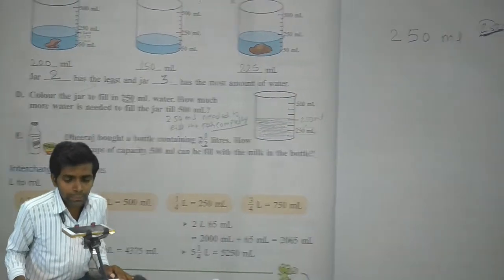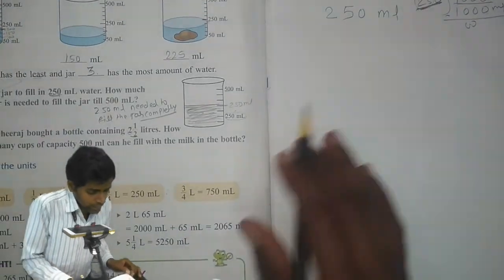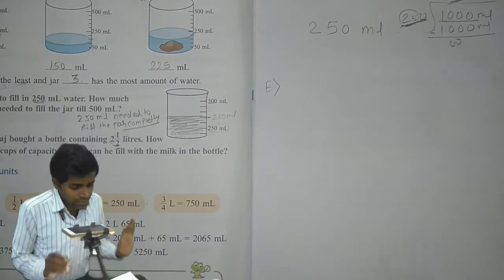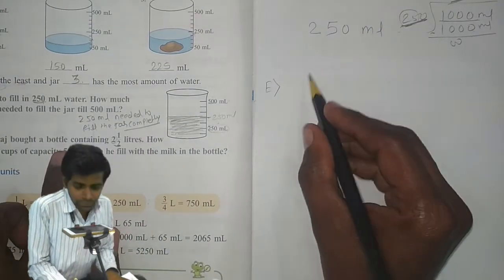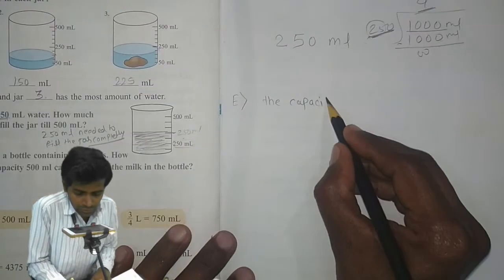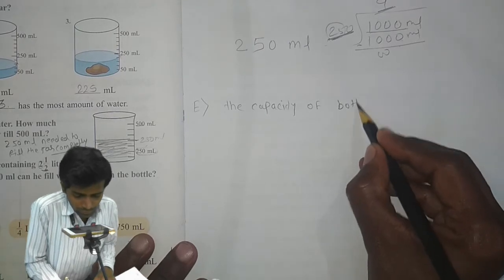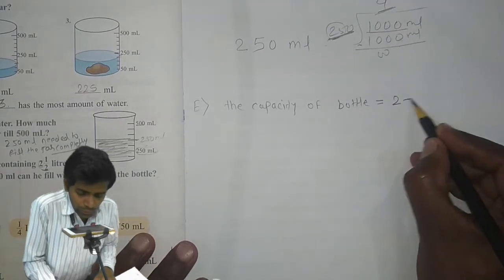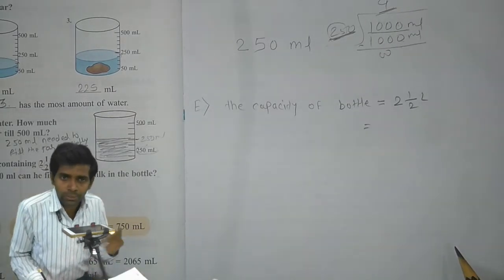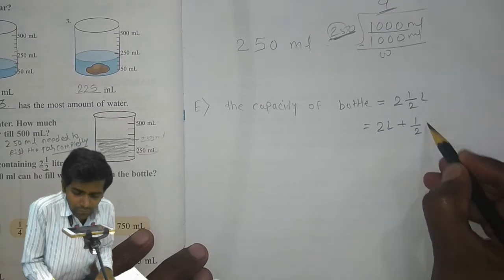So I'm writing the answer here. Okay. Open page number 142. As you can see, question number E, I'm writing the answer. What is the capacity of the bottle? The capacity of the bottle is equal to 2.5 liters. So we will convert this 2.5 liters into milliliters. We know that it is 2 liters plus half liter.